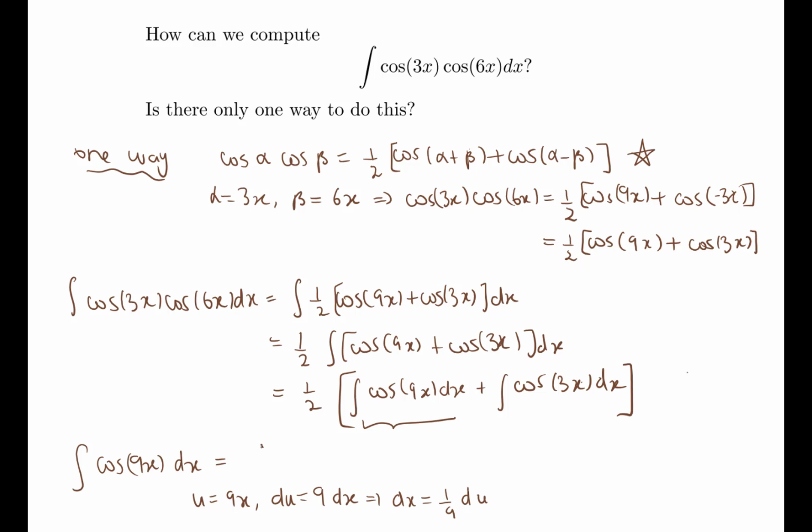So we will have the integral of the cosine of u times 1/9 of du. And we can pull the 1/9 out to get 1/9 times the integral of cosine, and that's a sine. So we would end up with the sine of u, and that's 9x divided by 9.